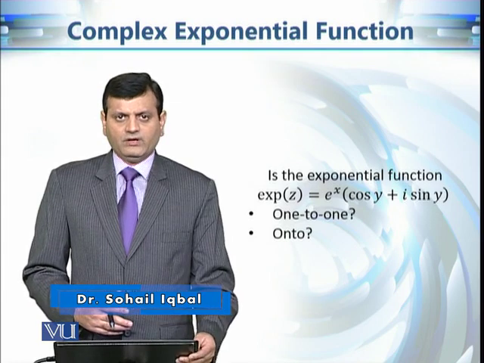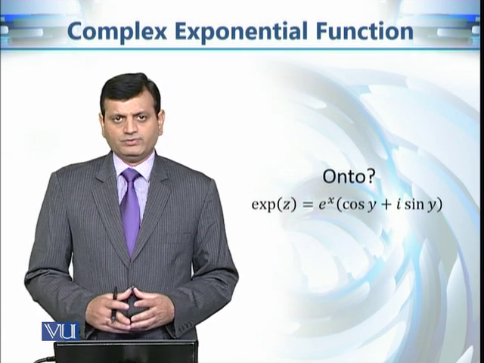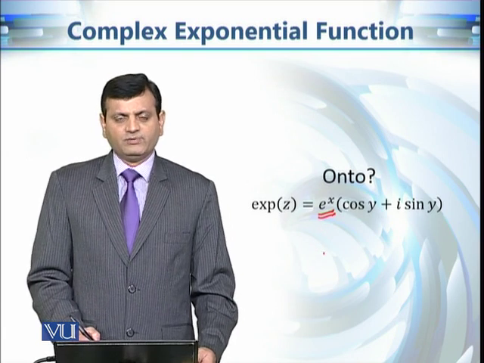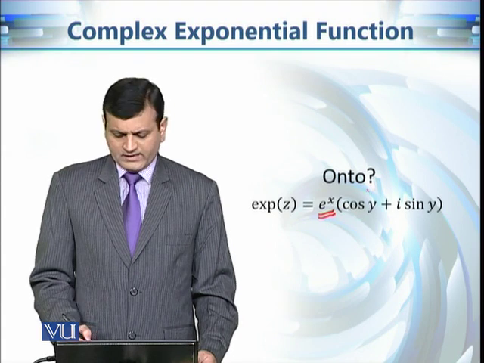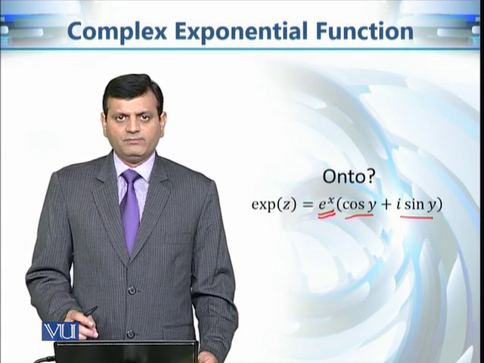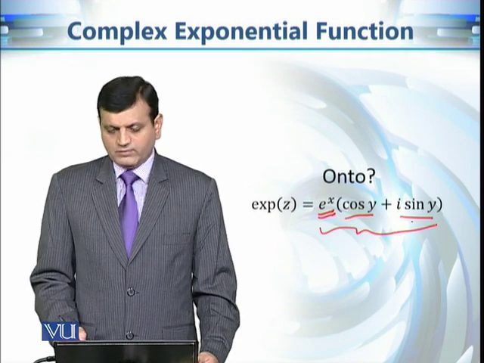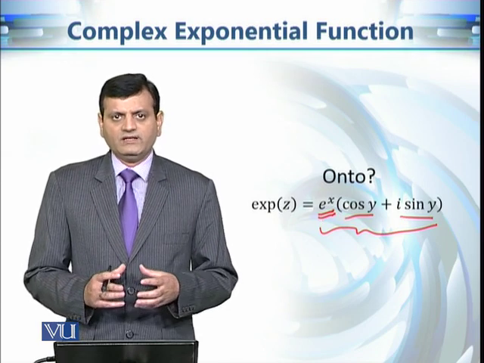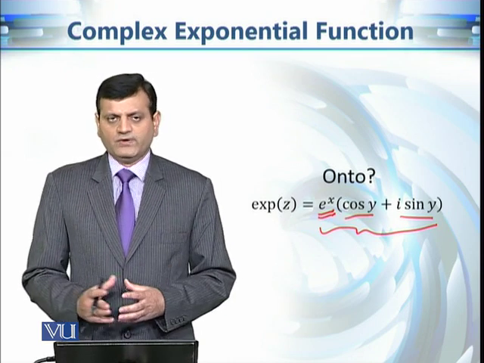Now for very simple reasons, this function is not onto. The reason is that over here we have this exponential function, and it cannot be 0 for any real number x. And similarly, cosine y and sine y cannot be 0 at the same value of y. That's why this expression cannot be equal to 0. So the output of this complex exponential function can never be 0, and that's why we can say that it is not an onto function.